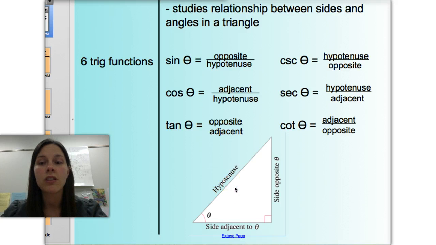And then, as I mentioned, the cosecant, secant, and cotangent are the reciprocals. So when you look at the relationship from the sine, opposite over hypotenuse, cosecant is hypotenuse over opposite. Same for secant, which is the reciprocal of cosine, hypotenuse over adjacent, and cotangent is adjacent over opposite.